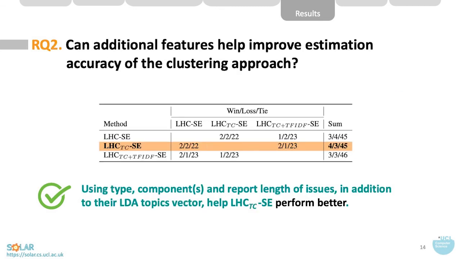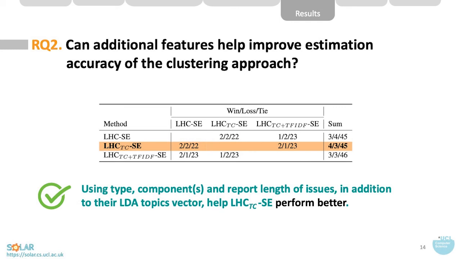To answer the second research question, we created 2 additional models by first adding issue type, component, and issue description length to the feature set and called it LHC-SE, and second, adding TF-IDF vector representation to LHC-SE, which then is called LHC-TC plus TF-IDF-SE. The results showed that the 3 models perform very similarly. However, LHC-SE wins in 1 more project and loses in 1 less project against our basic variant.